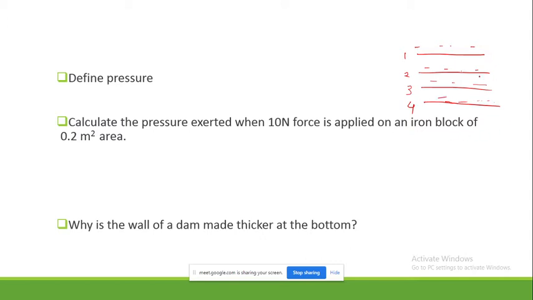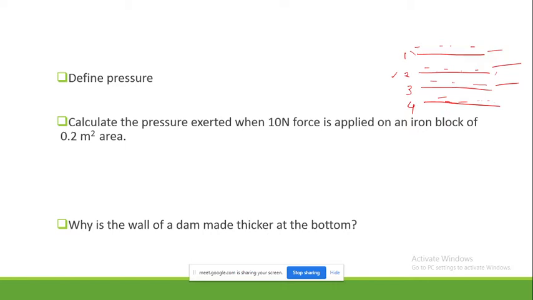Okay, consider this is our dam. So then what happens? The weight of the first layer is held by the second layer, correct? Now the second layer is holding the weight of both the first and second layers. Now the third layer is holding the weight of the first, second and third. So look at the fourth layer. It is holding up the weight of the first, second and third layers, even the fourth ones.